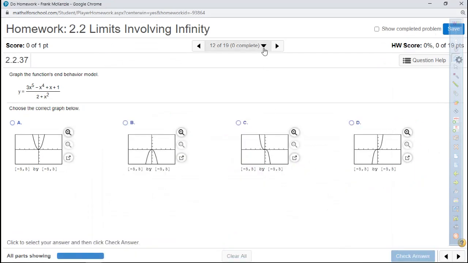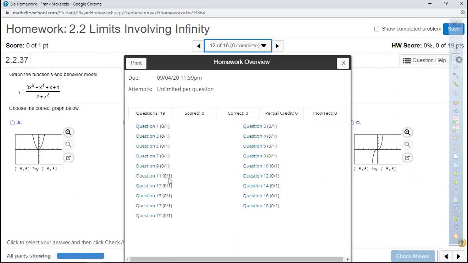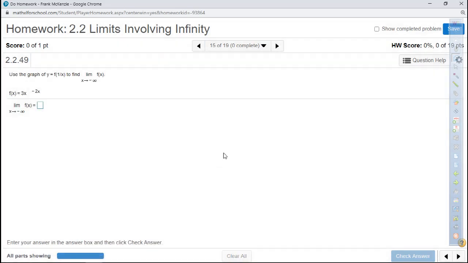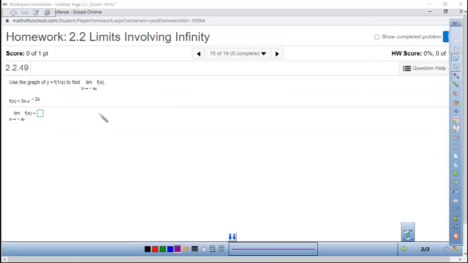All right, next one we're going to look at is 15. Use the graph of that thing. This is the problem that I told you guys, I don't want you to think about this in the way that they're showing you. The way they show you to do it is more complicated than just writing out and simplifying this thing.